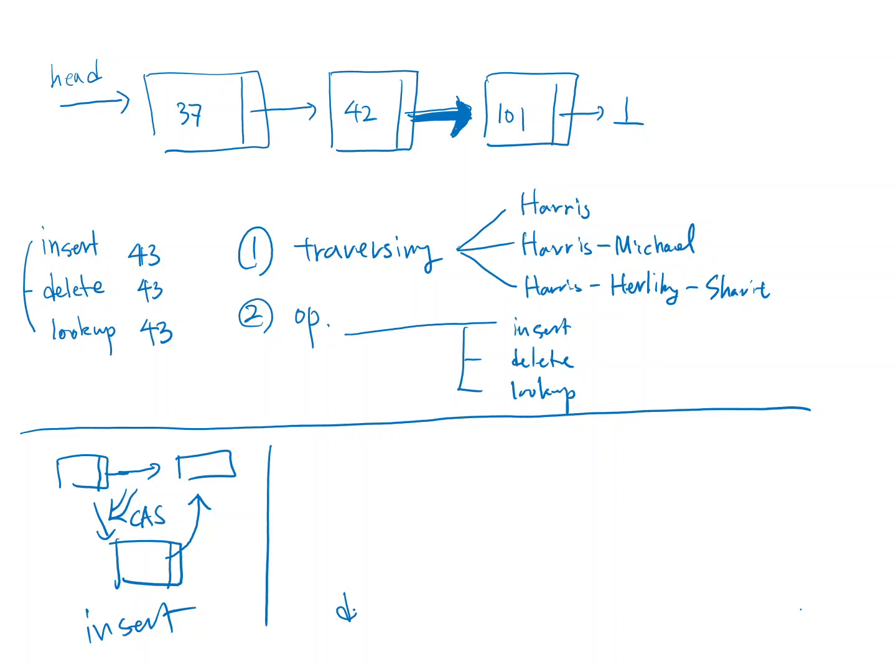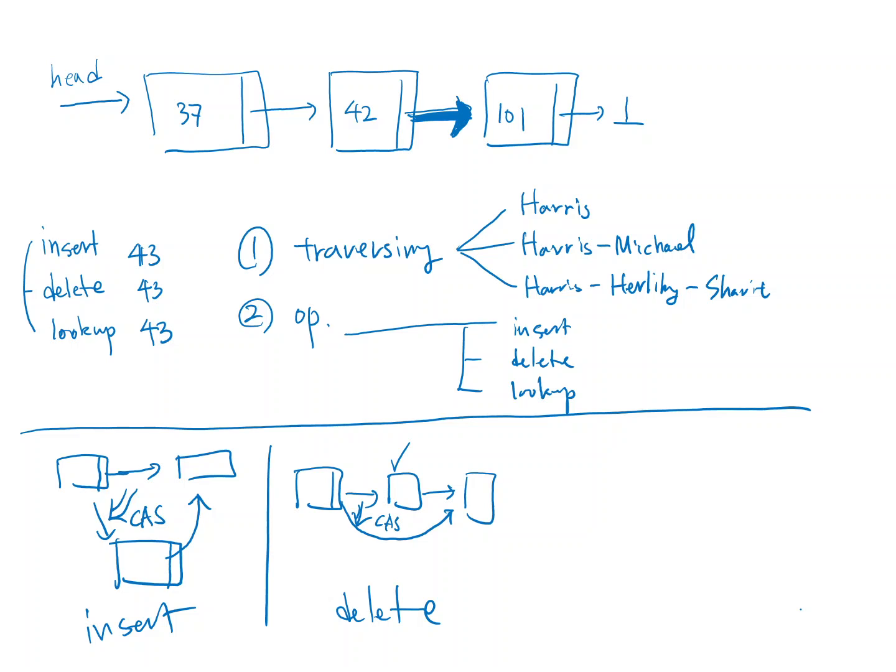And let's discuss the deletion. So how to delete a node? For example, you are traversing this and you want to delete this node. What you do is you read the next node and you perform a compare and swap on the previous node's next pointer. By doing so, you can effectively remove the node.